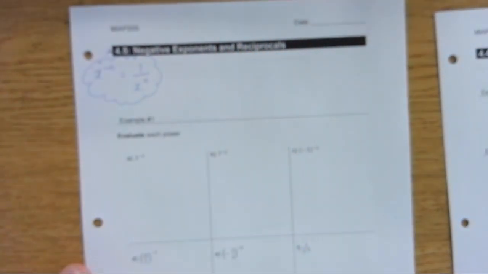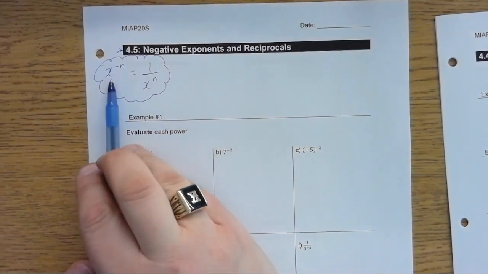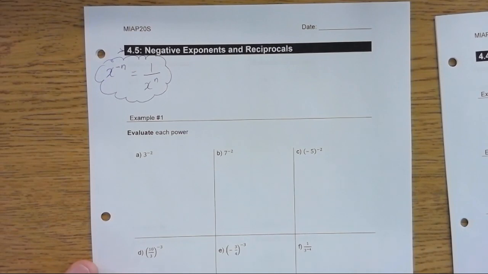Now I'm going to try to convince you of why that rule is true. So, oh, we're fuzzy. That's better. So there we go. Our rule is x to the power of negative n is equal to 1 over x to the n. So now I'm going to try to convince you as to why that rule is true.